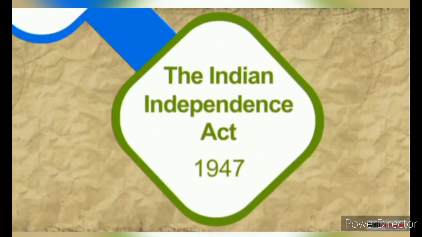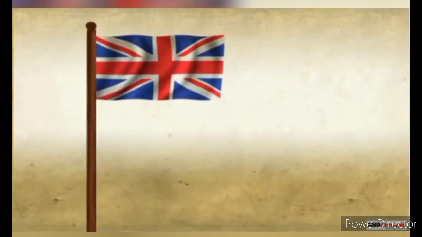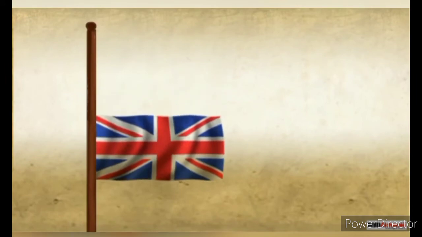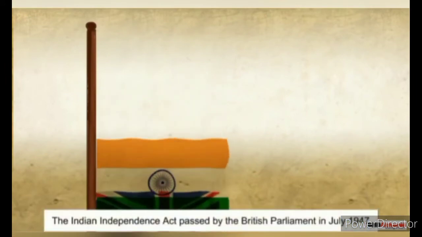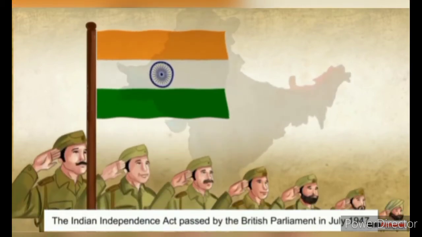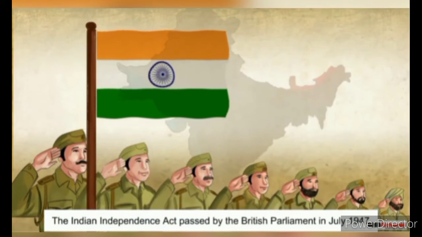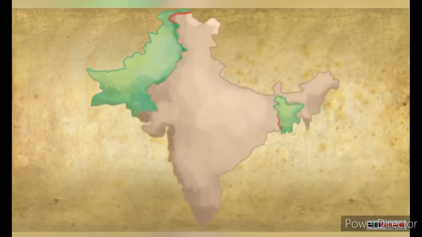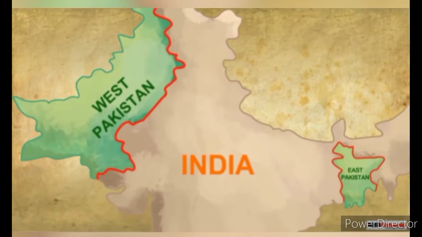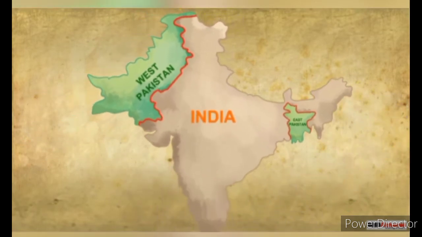Indian Independence Act. Finally, the British realized that it is not possible for them to rule India anymore, and they decided to leave India. By the Indian Independence Act, which was passed by the British Parliament in July 1947, India became free. However, two nations, India and Pakistan, came into existence through this act.